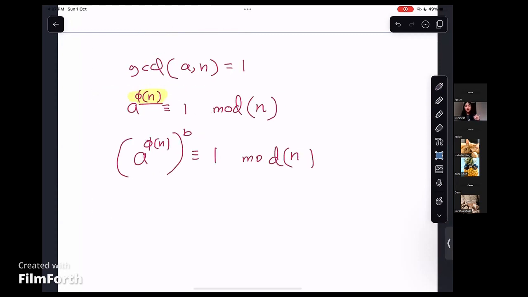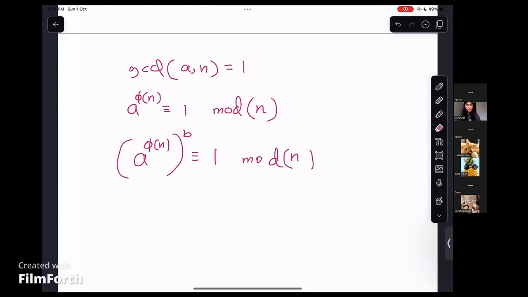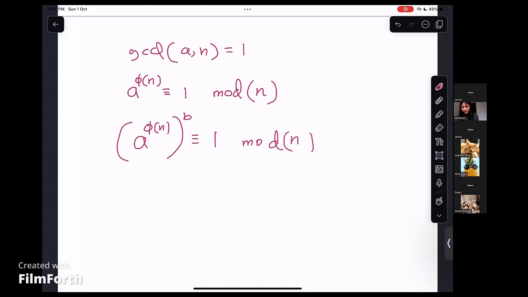Notice that this is very similar to Fermat's little theorem, because we're looking at exponents, and we have the same condition that a and n have to be coprime, except this time n doesn't necessarily have to be a prime. Also remember that the phi function of p is just p minus 1, right?